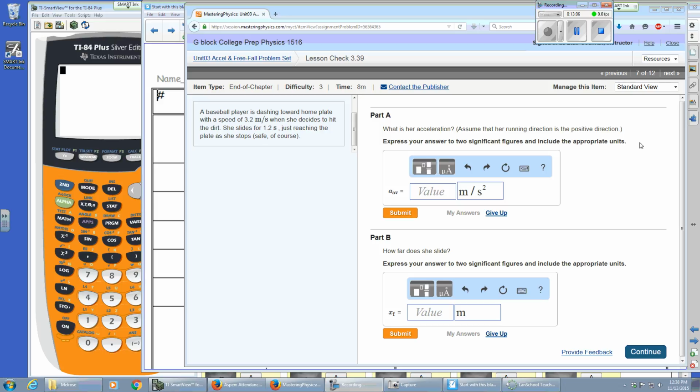This is a good one to do, because if this is on the test that's coming up next week, you would need to do a force diagram for this one to get credit for a Y. It is number 7 or 3.39.